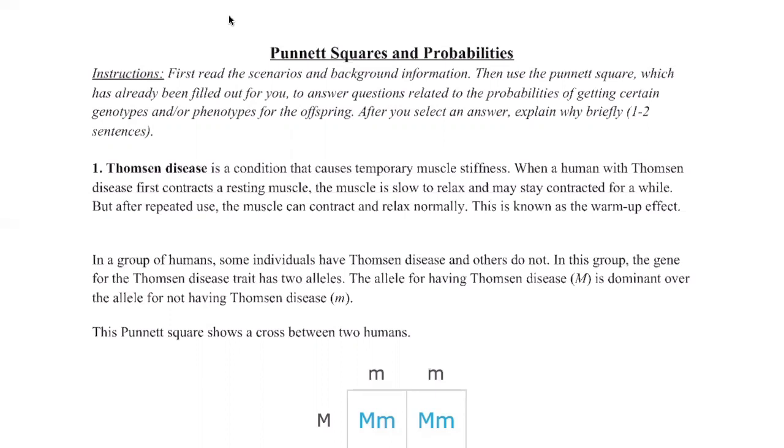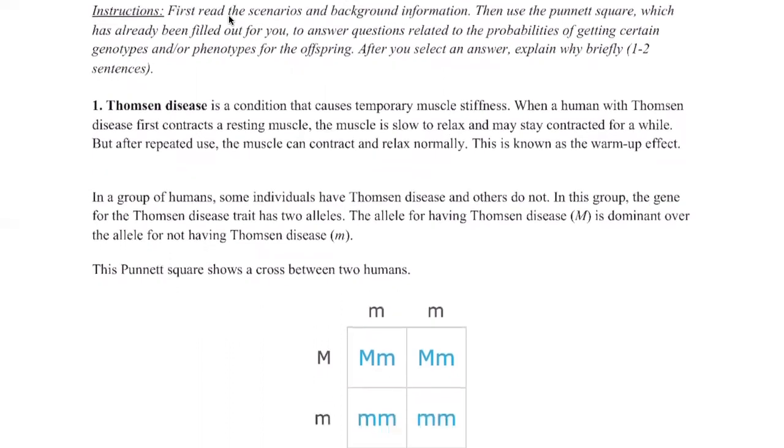So for the first scenario, you have this condition known as Thompson disease that causes temporary muscle stiffness. And when a human first contracts a resting muscle, the muscle is slow to relax and may be contracted for a while, but after repeated use, the muscle can contract and relax normally. So this is a real condition that many people suffer from. And so in humans, some individuals have this disease and some do not.